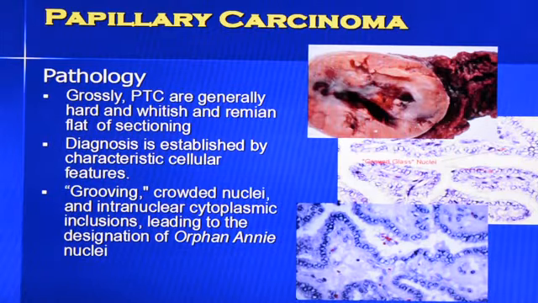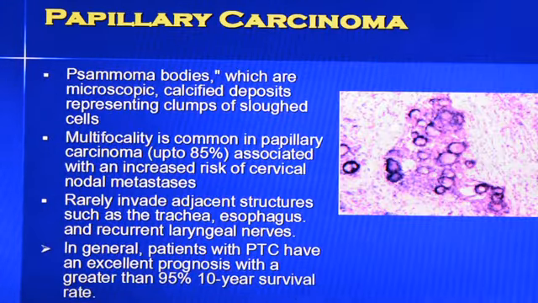Diagnosis is established by characteristic cellular features: the grooving or crowded nuclei and an intranuclear cytoplasmic inclusion, leading to the designation of Orphan Annie nuclei. Psammoma bodies are also one of the diagnostic features of a papillary carcinoma. They rarely invade adjacent structures such as the trachea, esophagus, and recurrent laryngeal nerve, but they can.